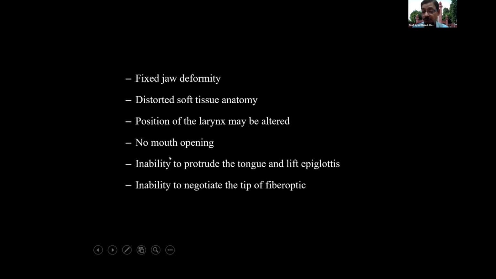So the patient cannot protrude the tongue, because at times, because of the floppy epiglottis, it can fall back on the posterior wall. So naturally, you are not able to go for a jaw thrust to lift the floppy epiglottis, or you cannot ask the patient to protrude his tongue so that the floppy epiglottis can be elevated. So this is something which is very difficult when you face these patients.